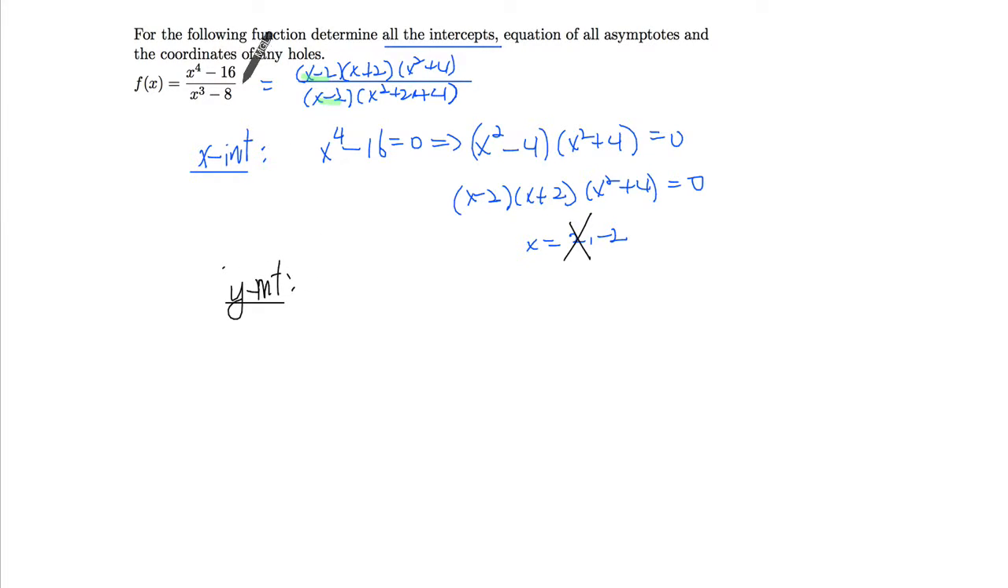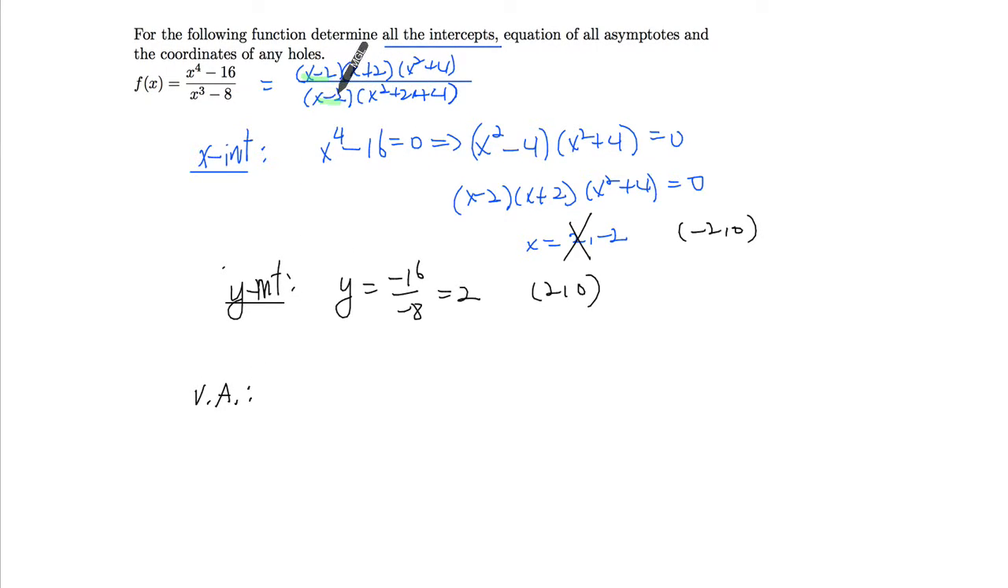okay, y-intercept happens when x is equal to 0, so we get negative 16 over negative 8, that's positive 2. Okay, so negative 2, 0 and 0, 2 for x and y-intercept. Asymptotes. So for asymptote, first of all, the vertical asymptote.